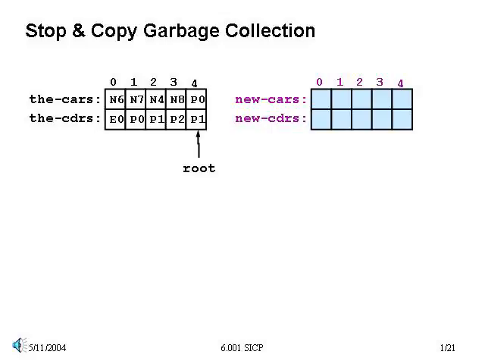Our second method for garbage collection is known as stop and copy. Here the idea is that we take our memory and we split it in two. In one half, the so-called working half, we have again two vectors for the cars and the cdrs. And in the other half, the so-called free half, we have two other vectors called new cars and new cdrs.